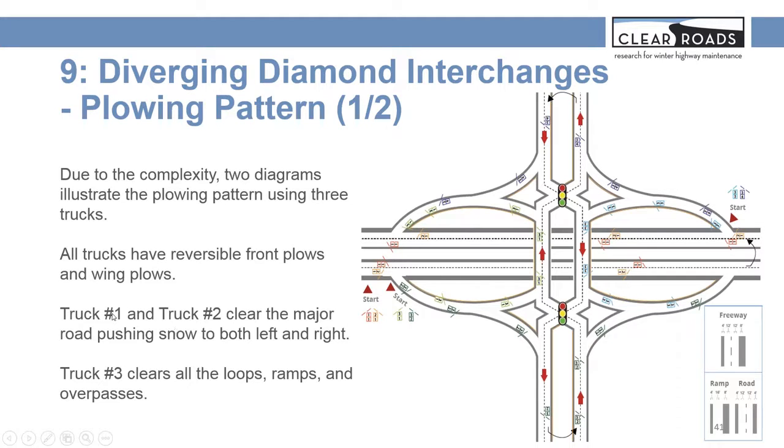We start from track number 1, number 2. So track number 1, number 2, starting from the west end. Number 1, use front plow and left wing, push snow to left to clear the left lane. And number 2, use front plow and right wing plow to clear the right lane.